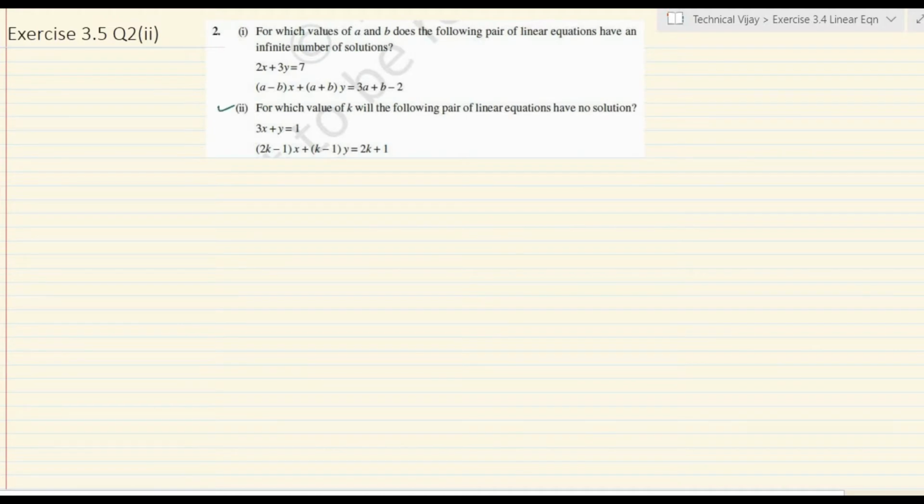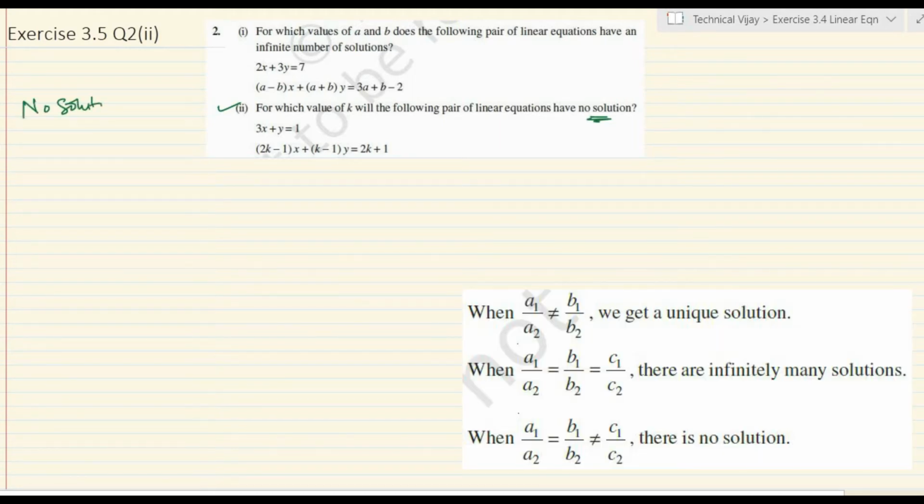So here second one, for which value of k will the following pair of linear equations have no solutions? Here no solution means what? Lines are parallel. Okay. So when the two lines are parallel, then they are not intersecting at any point, and hence there is no solution. If the lines are intersecting, then only we will get the solution.